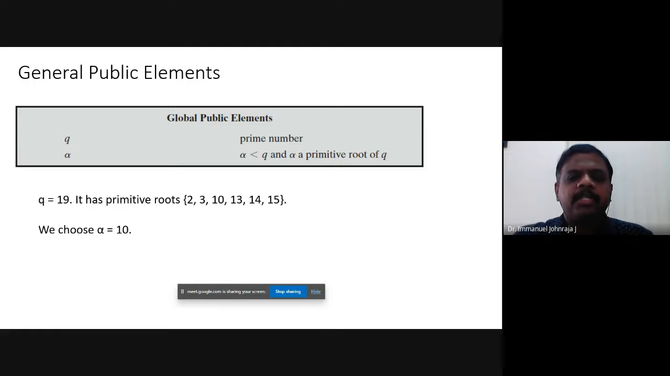Right. So there are two common or global public elements, which means both the entities share these values. We call it Q, which is a prime number. So a prime number is chosen. Obviously, the number should be a bigger prime number, and then alpha is calculated. Alpha, as you know, is the primitive root of Q.